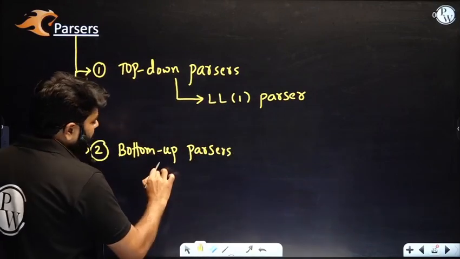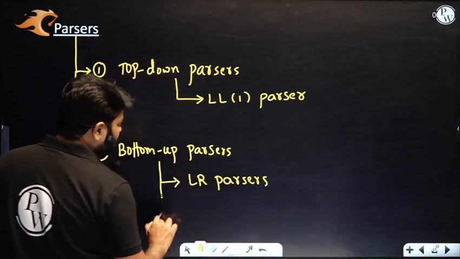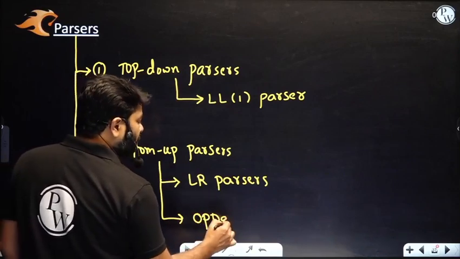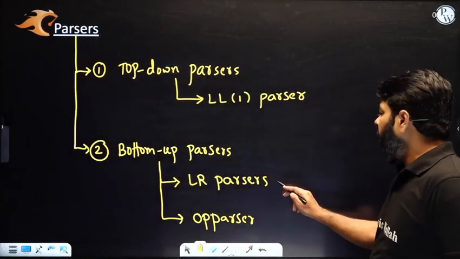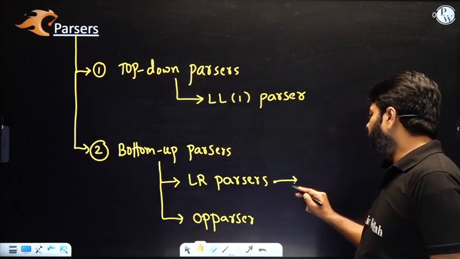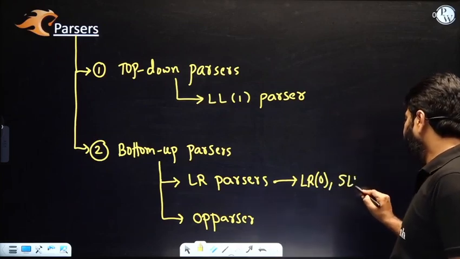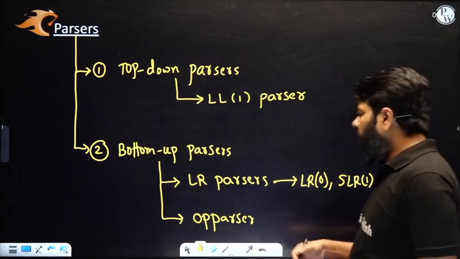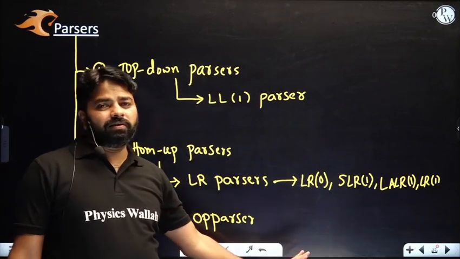very important. Among bottom-up parsers, you have LR parsers, and the other one is the operator precedence parser, OP parser. Here, for LR parsers, you again have many types: LR0 and SLR1, LALR1, and another one, LR1, also called CLR1. For the operator precedence parser, we have only one that we will see. Now, these are the important parsers for our topic.